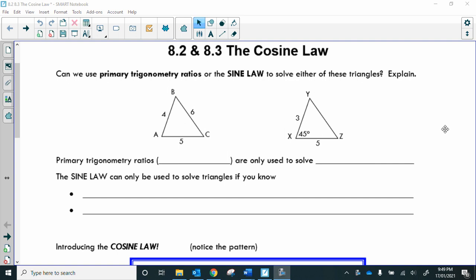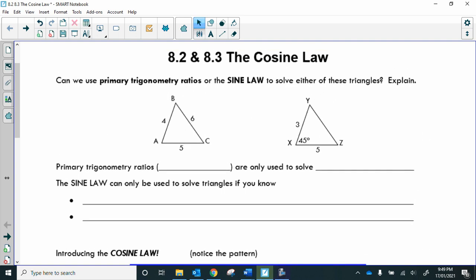Looking at these two triangles here, can we use primary trig ratios or the sine law to solve either of these triangles? Explain. When we first look at these, I can automatically see that there's no right angles, so that means we cannot use trig ratios. If we wanted to use the sine law, we would need that side angle pair, an opposite pair. Looking at the first triangle, there are no angles, so there's definitely not any pairs in that one. In the second triangle, we do have an angle, but there is no side length across from it, so there's no opposite pair there.